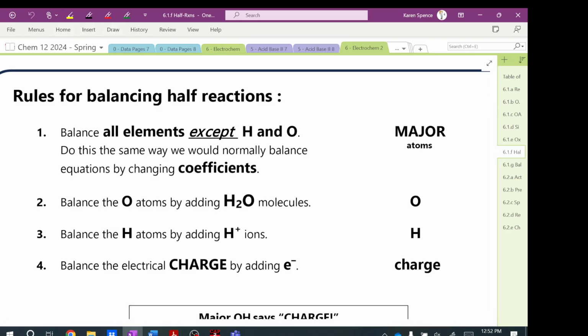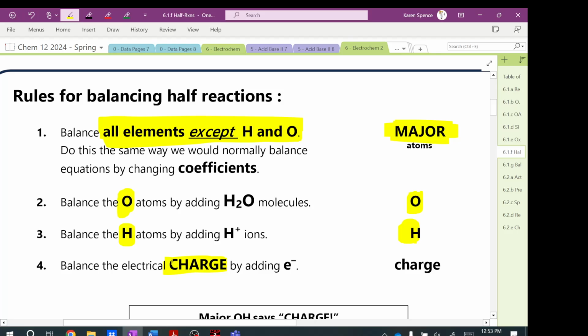Balance all the elements except for hydrogen and oxygen. Okay? So we call those the major atoms. Major is everything except for H and O. Next, we balance O. And then finally, we balance hydrogen. Not finally, because finally is charge. We balance charge. Now, how do we balance oxygen?